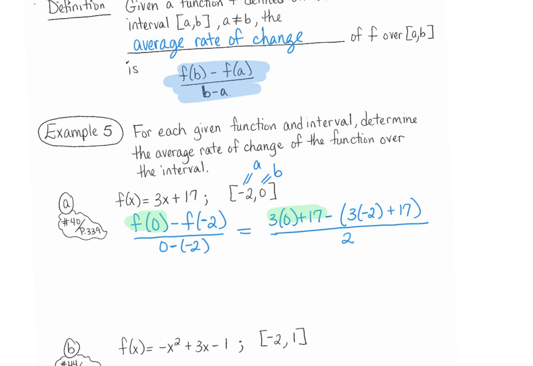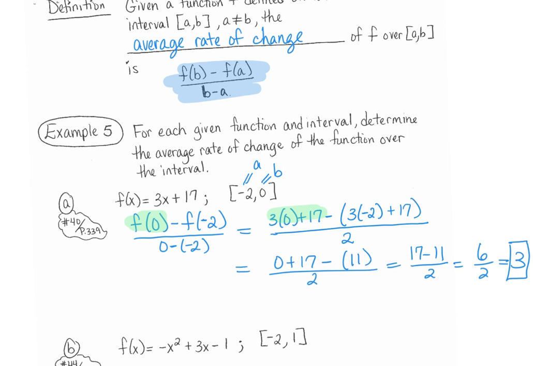Okay, so now we simplify. 3 times 0 is 0, good. So we have 0 plus 17 minus the quantity. 3 times -2 is -6, good. -6 plus 17 is 11, good. So minus 11 all over 2. 17 minus 11 is 6, good. 6 over 2 is 3. That's the average rate of change of this function over this interval. That's what average rate of change is all about.